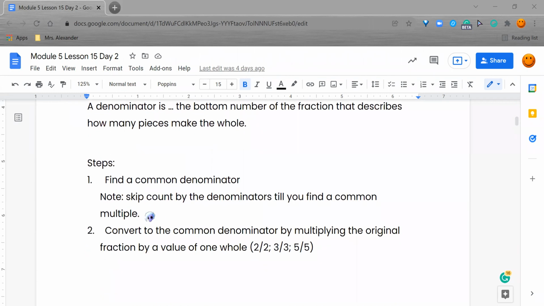The steps. 1, find a common denominator. Note, please understand, we're going to skip count by the denominators till you find a common multiple, or if you know your multiplication, you're writing down the multiples until you find a common multiple. 2, convert the common denominator by multiplying the original fraction by a value of one whole. So 2 over 2, 3 over 3, 5 over 5 are examples.